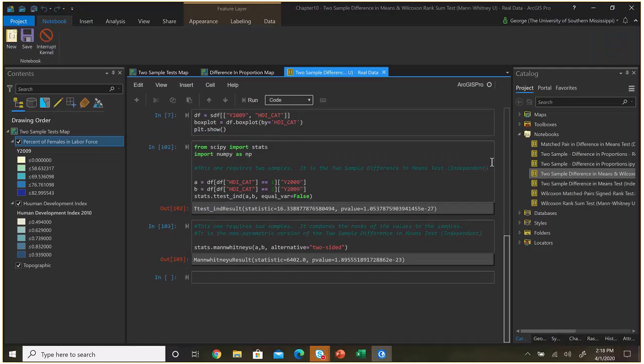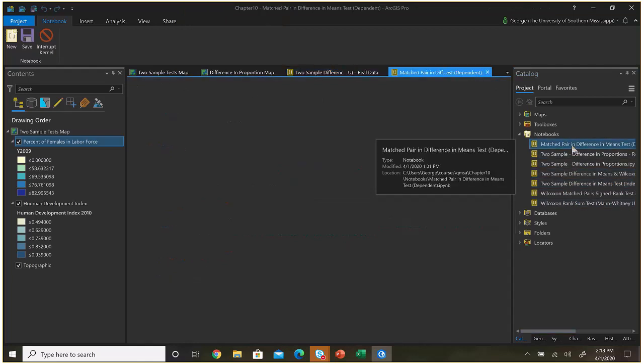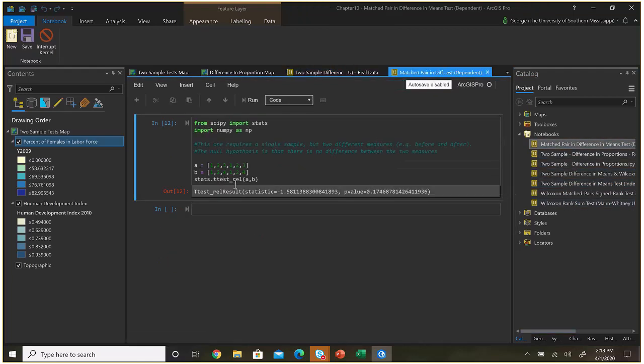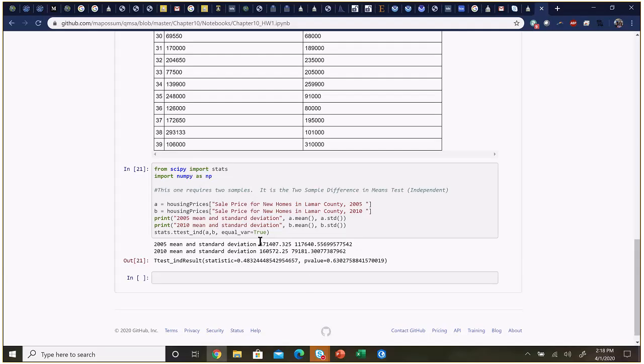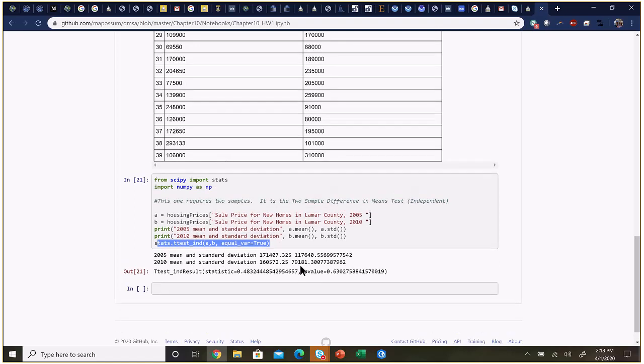It would be using this code where it said t-test underscore rel. So related. That's what that means. Okay. So I could run that too. No, I can't run it because this is on GitHub. So you don't actually have to run this. You have all the information you need here to answer the question.